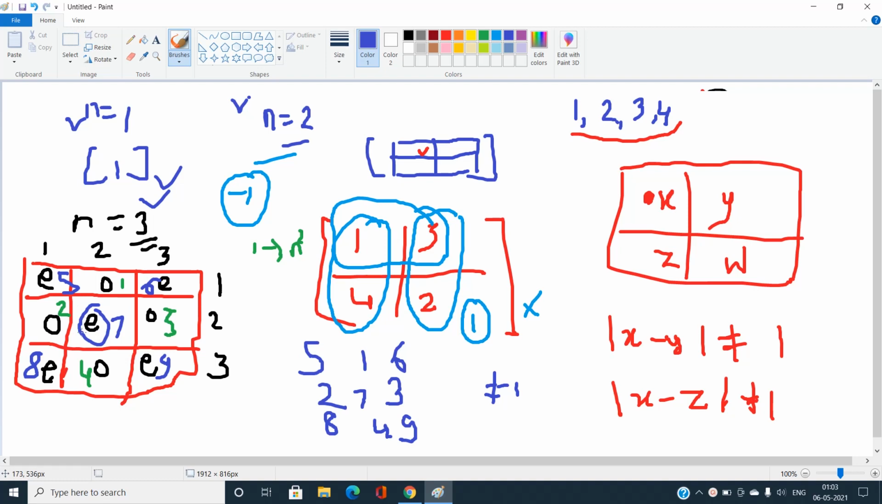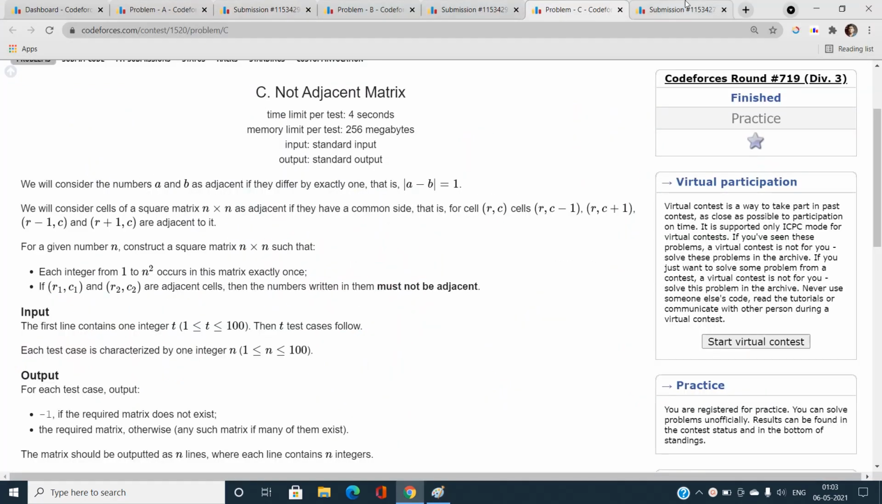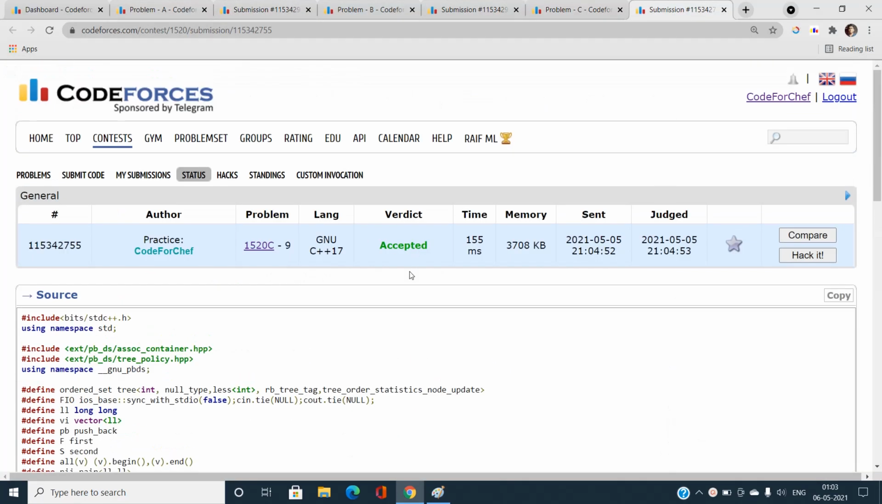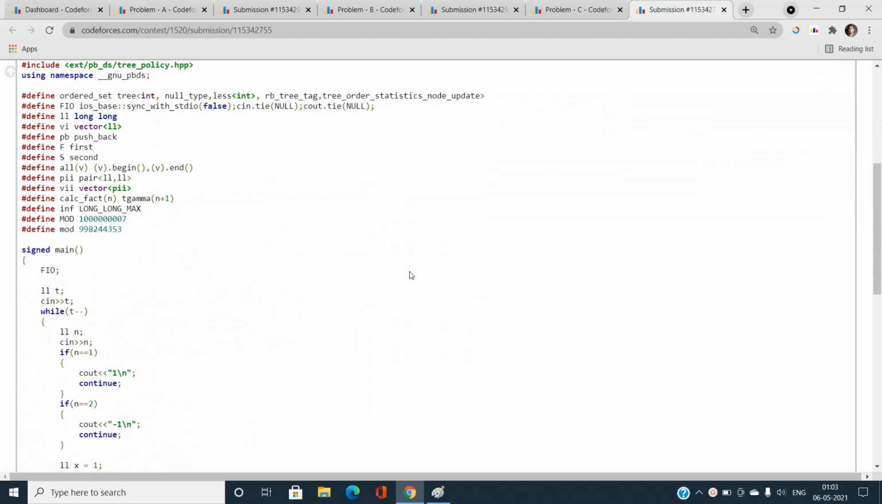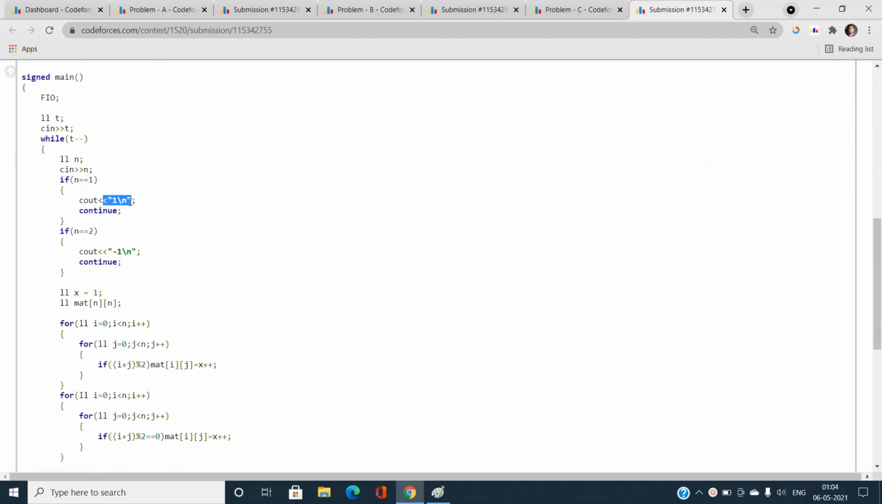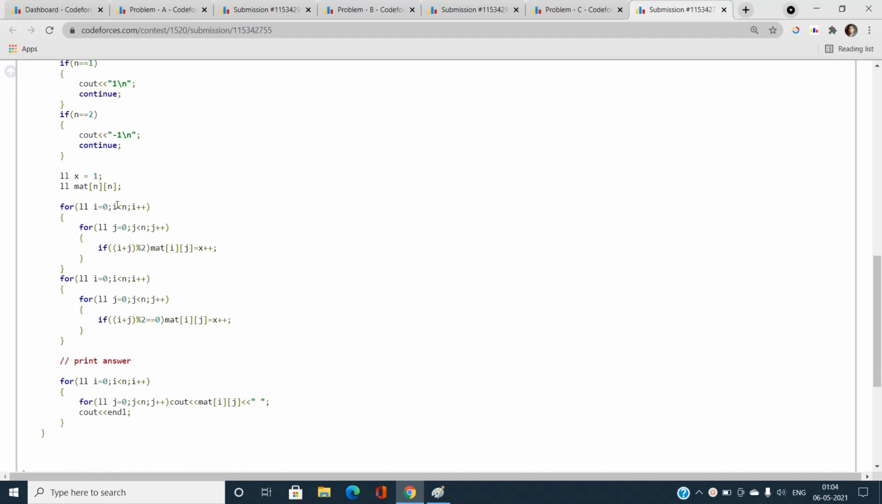Okay, so let's try to implement this in the coding part. You can see here it is an accepted code. So if n is 1, then print 1. If n is 2, our answer is -1. We cannot find any suitable arrangement of values from 1 to 2 square. Now start with x equal to 1, and here the matrix is going to be a 2D array, and loop from 1 to n, and for j from 1 to n also.